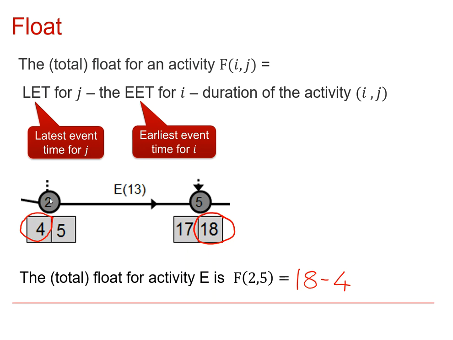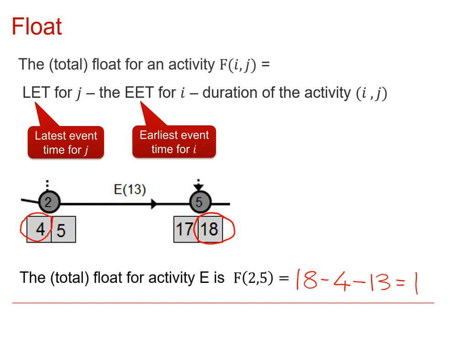That means that there are 14 units of time between when this thing can start and when this thing can end, but the activity itself only needs 13 units of time. So that means that we've got 1 unit of slack. So by subtracting that 13 from the 14 that we have available for it, that gives us the float for that activity, the total float, which is 1. Now in this video we're just going to be talking about total float.